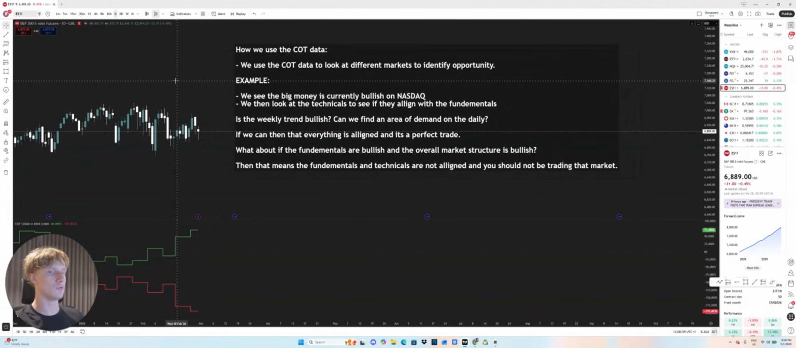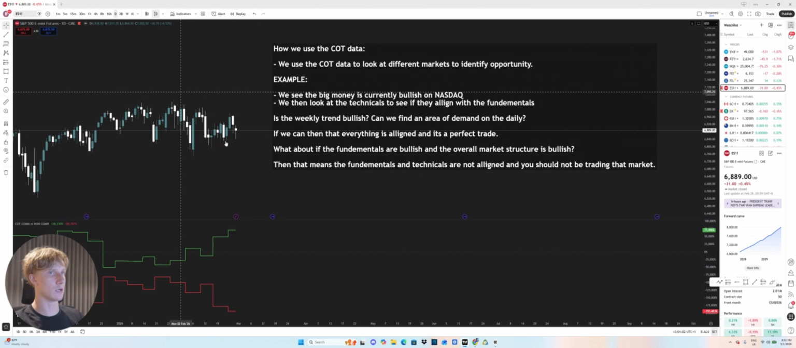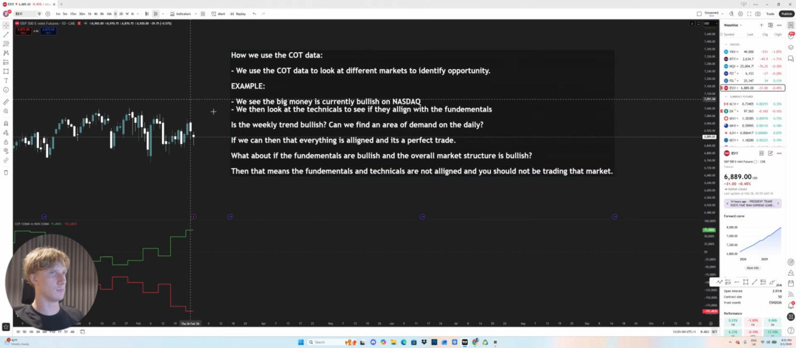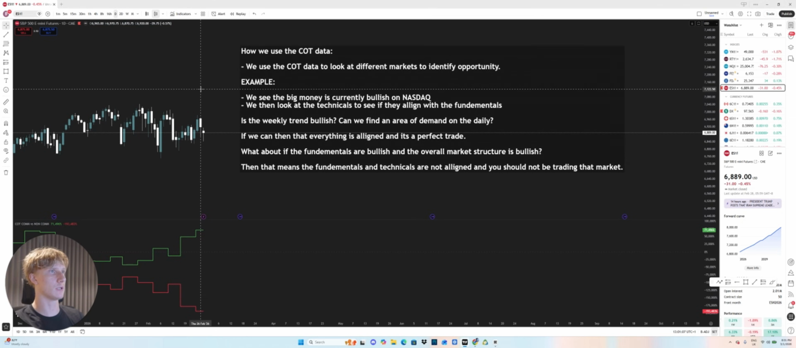Okay, so how do we actually use the COT data? I'm going to give you a live example. We'll go through it together. However, to make it really simple, we are essentially using the COT data as almost like a magnifying glass or like a sniper. We look through all of the different markets and we see, okay, cool. This market is very bearish on the COT data. What does that mean? If it's bearish on the COT data, the fundamentals and the technicals, which we went over, being weekly trend and finding those supply zones on the daily, have to align.